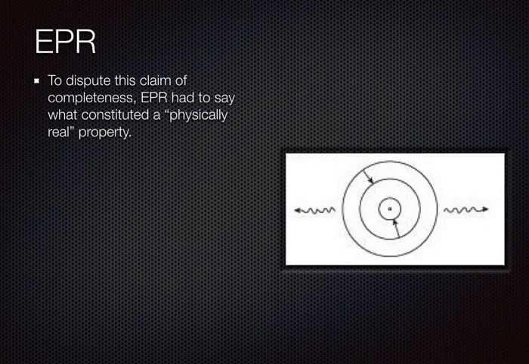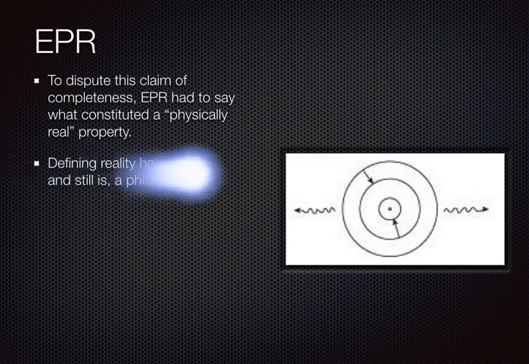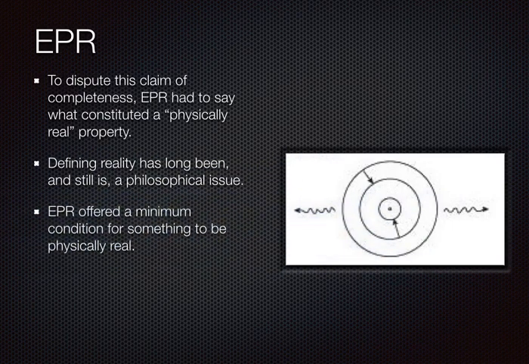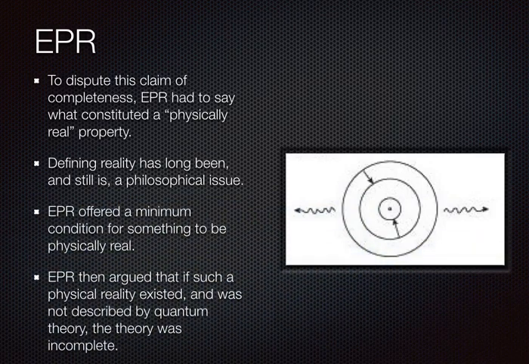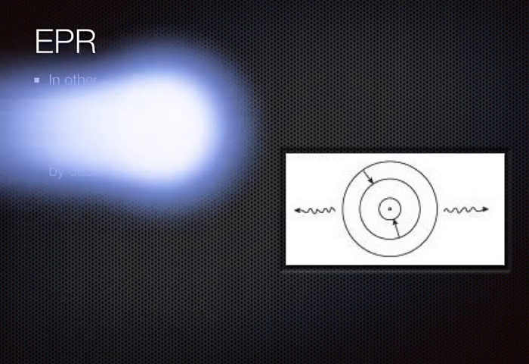To dispute the claim of completeness, EPR had to say what constituted a physically real property. So again, if Einstein's going to say that real is real or this isn't real, you have to define what is real. Defining reality has long been and still is a philosophical issue. EPR offered a minimum condition for something to be physically real. EPR then argued that if such a physical reality existed and was not described by quantum theory, then the theory was incomplete.